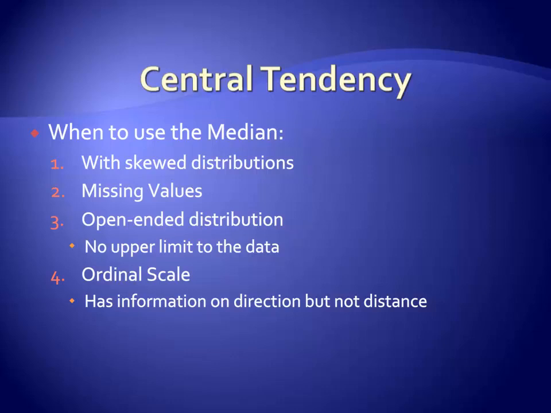A fourth reason for using the median over the mean is when we have an ordinal scale of measurement. With such scales, the value of the number indicates the position or rank of the scores, but the difference between the numbers is not interpretable. In such a case, the median is the best estimate of central tendency because it takes into account the ordering of the numbers without being influenced by the magnitude of the numbers.